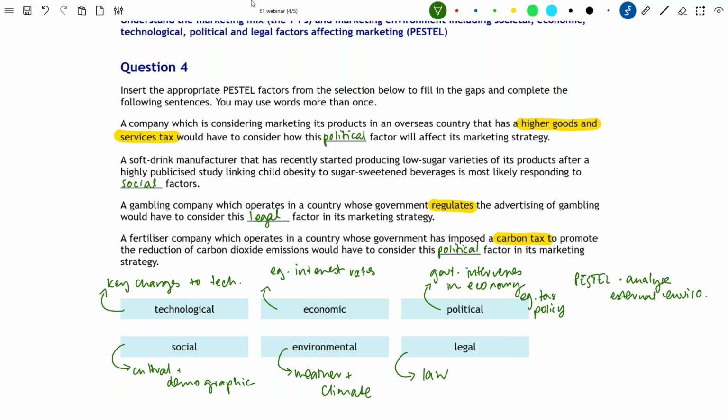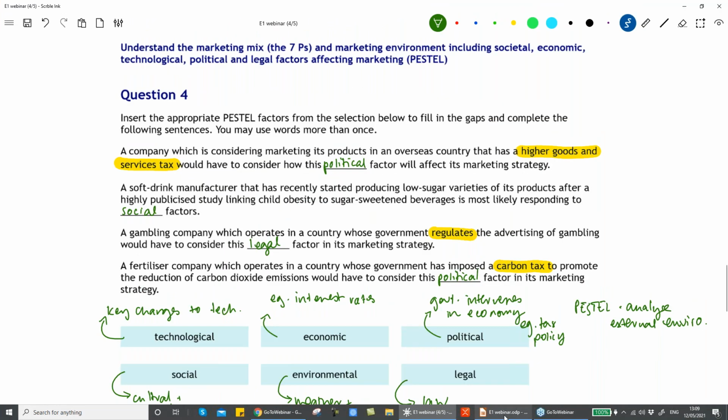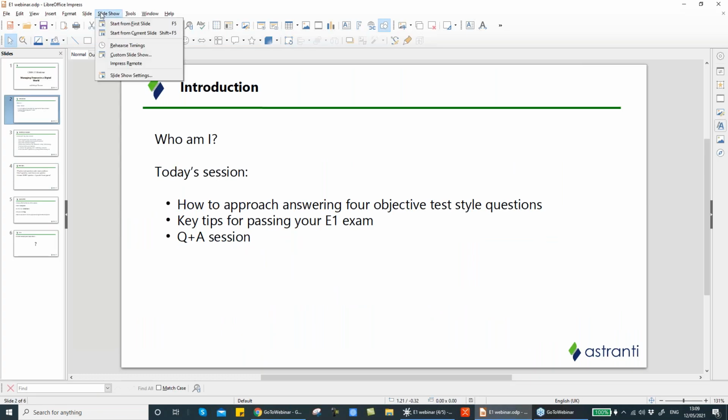Okay, so that brings us to the end of our objective test questions that I wanted you to run through. What I'd like to do now is just go back to my presentation, and I'll run you through some of the tips that we've covered so far, give you a bit of a summary, and give you a few new ones for approaching your E1 exam.